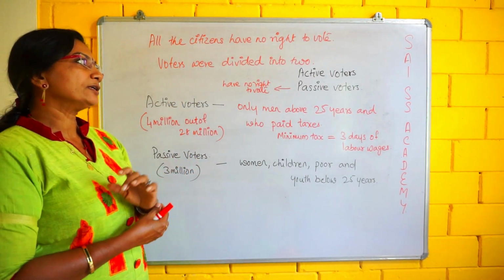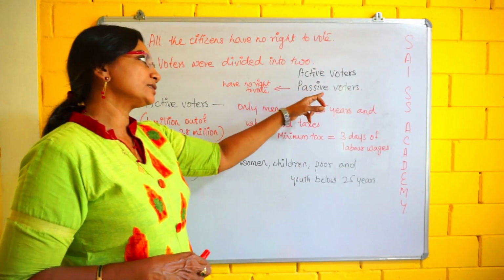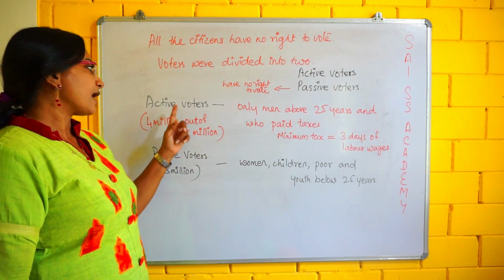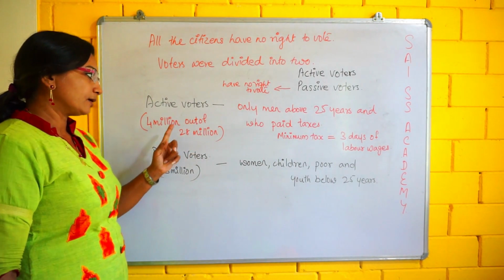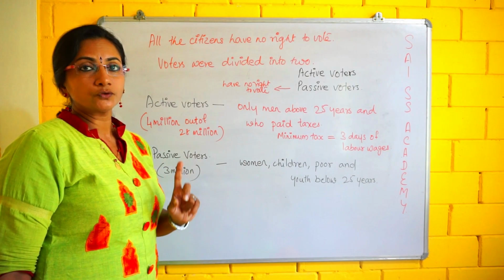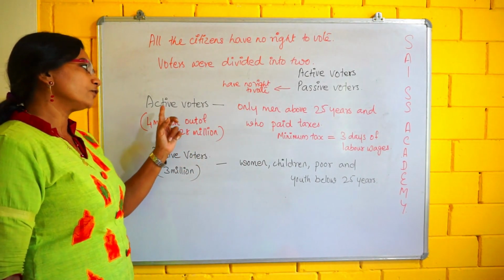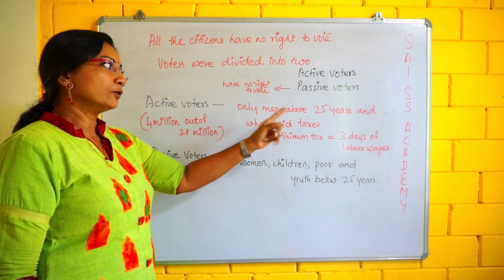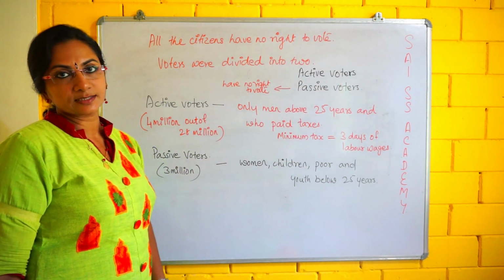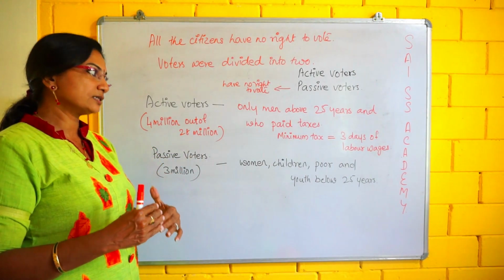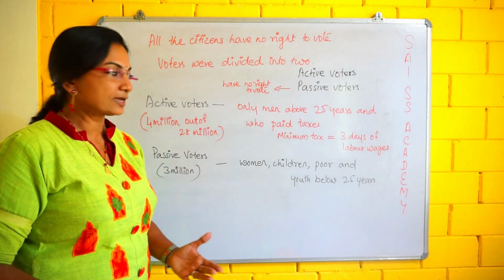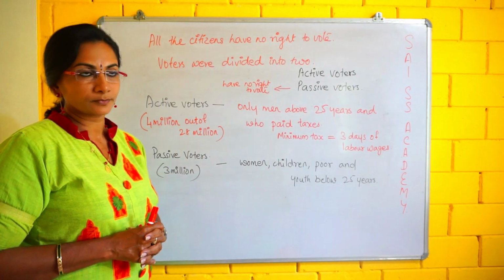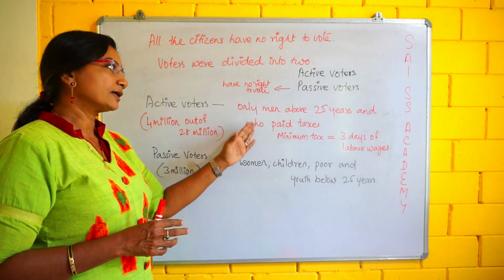The voters were divided into 2: the active voters and the passive voters. What were the active voters and passive voters? Active voters were 4 million people out of 28 million. These active voters were only men above 25 years who paid taxes. And what was the tax? The minimum tax should be 3 days of labor wages. Only these people have the right to vote.